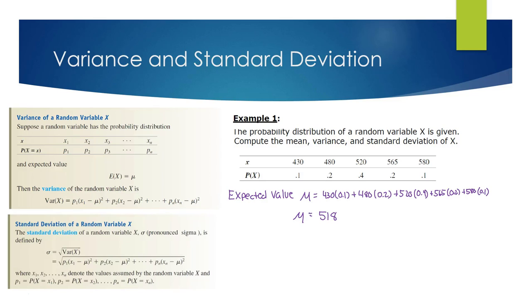The variance is I'm going to take these probabilities, and now that I have this mean to compare it to, I'm going to take each one of these scores and subtract 518 from it, square that, and multiply it to the probability to get my variance. So I would take 0.1 times 430 minus 518 squared, 0.2 times 480 minus 518 squared. So you see the mean is coming into each one of these calculations over and over again. And when I work that out, I get that the variance is about 1,891.